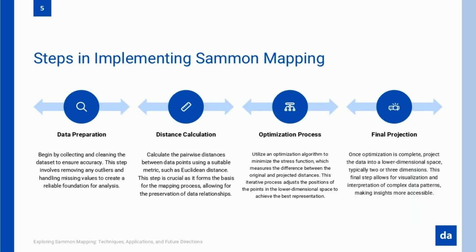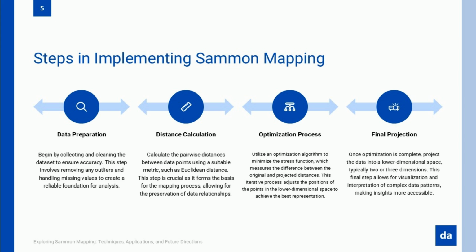Now that we understand the theory behind Sammon Mapping, let's talk about how to actually implement it step by step. First, we start with data preparation. This means cleaning the data set, removing outliers, and handling missing values to ensure a smooth process. Garbage in, garbage out. So this step is crucial. Next, we calculate pairwise distances between all data points using an appropriate metric like Euclidean distance. This step is the foundation of the mapping process because the entire technique revolves around preserving these distances.